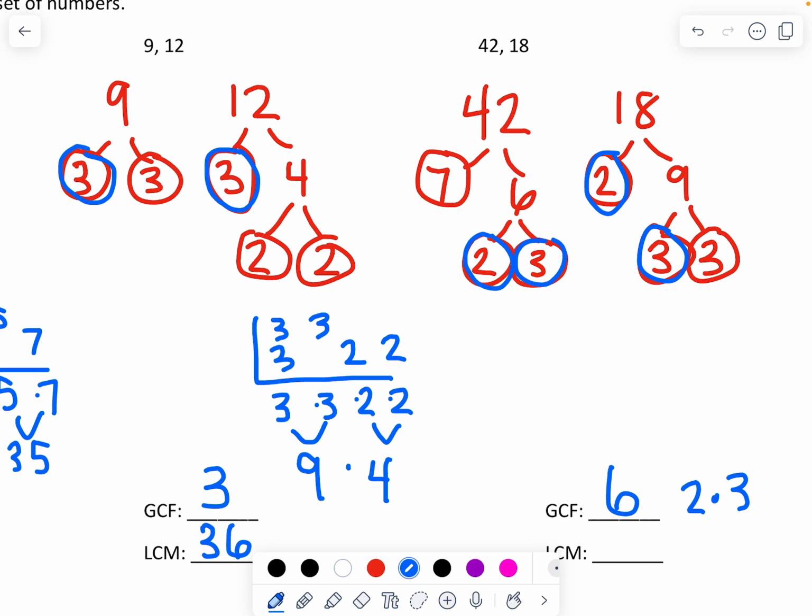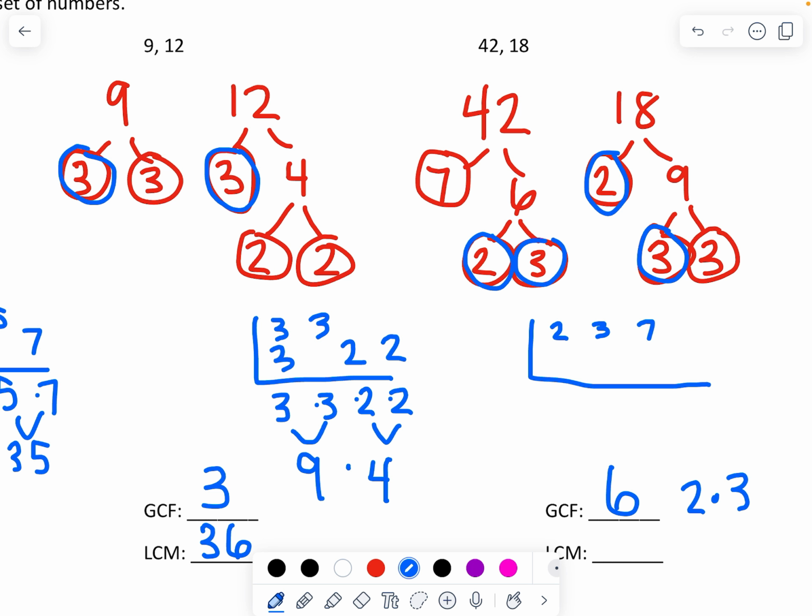Now for the LCM, create your table. And for 42, I'm going to put them in order. You don't have to, but I'm going to. So I'd have 2, 3, and 7. It's a bad 3. A little better. Okay, so 2, 3, and 7.